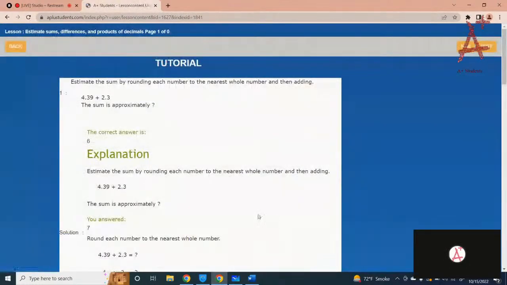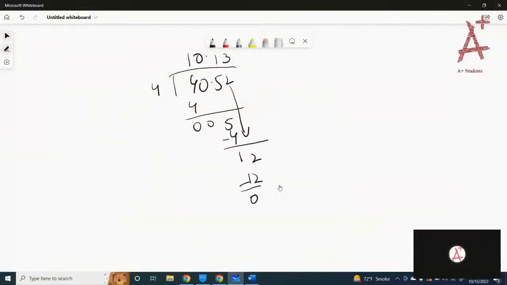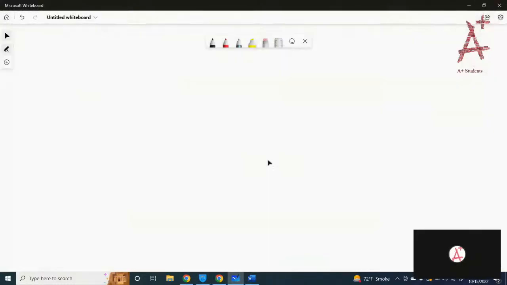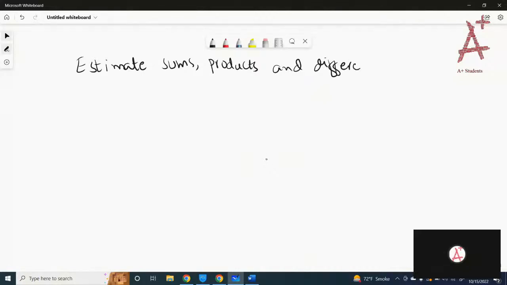Let's start with the next one, that is estimate sums, differences, and products of decimals. Okay, let me write down the topic name. Estimate sums, products, and differences of decimals. Got it?